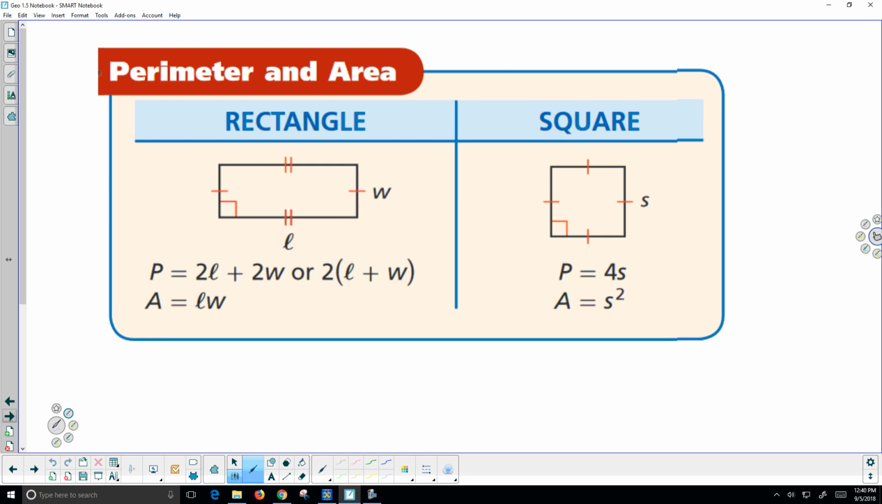The area of a rectangle is length times width. For a square, the perimeter is side plus side plus side plus side, which we can simplify to be 4s. And the area is side times side, which becomes side squared. Hopefully this isn't new. You've seen this starting in about 5th grade, but we will apply it in a new way.